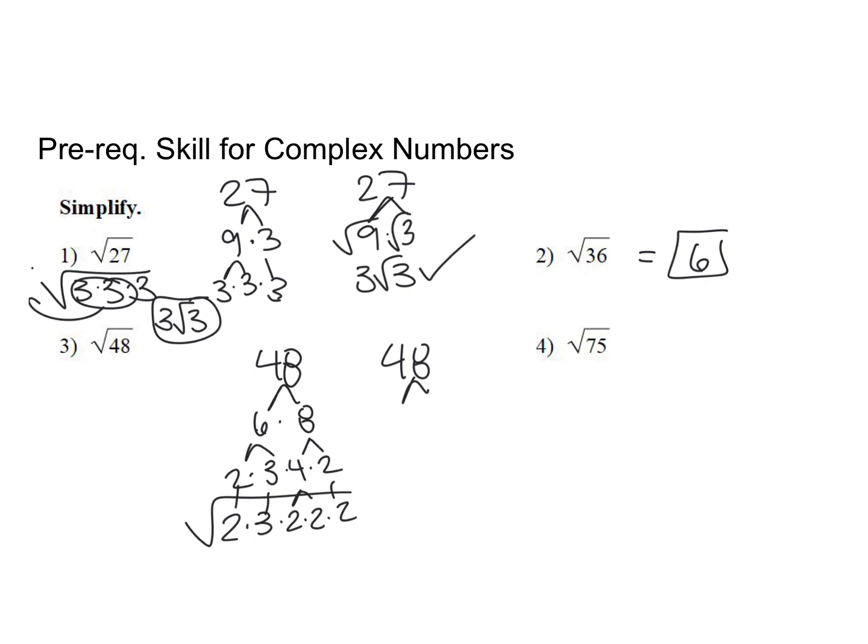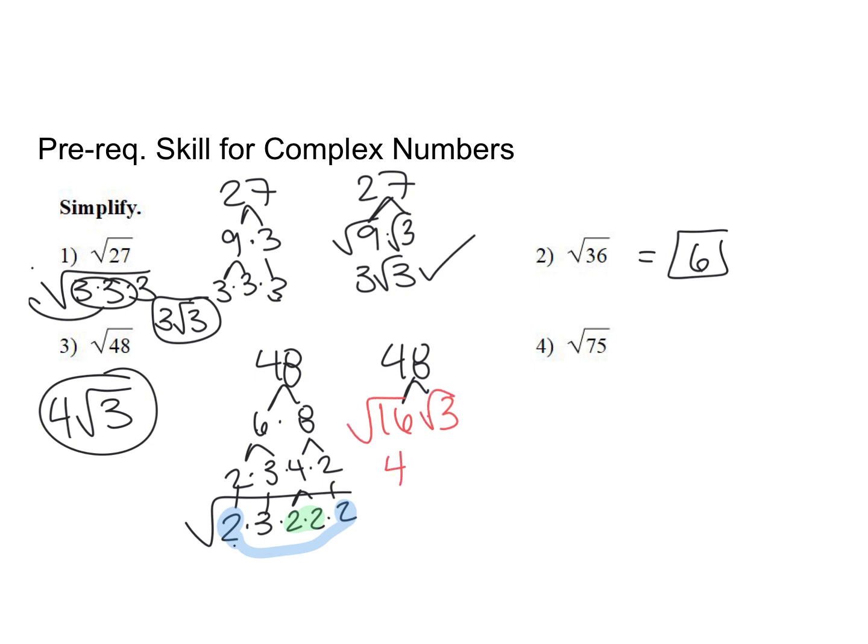So if I do the prime factorization, I'm looking for groups of 2. It looks like I have 2 groups of 2. So a 4 would come out, because that would be 2 times 2, and I'd be left with a 3. Or I know that 16 times 3 is 48, and 16 is a perfect square, so I end up with 4 square root of 3.